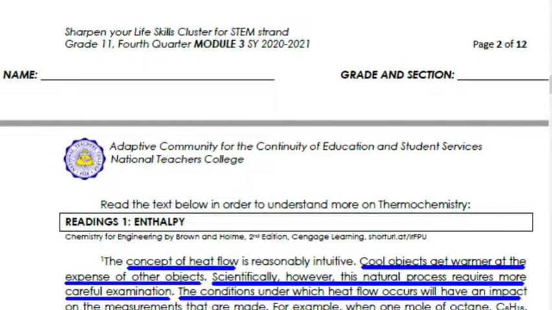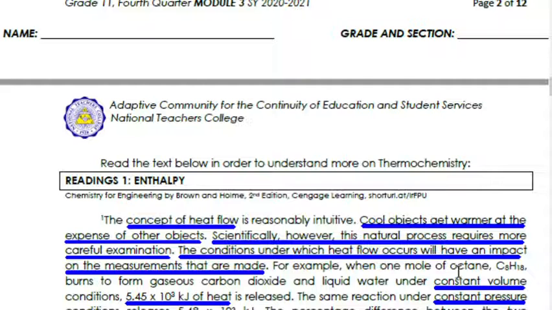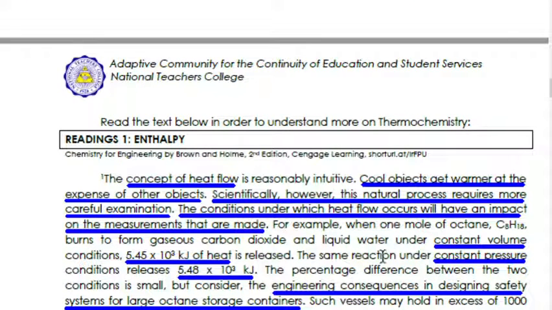We have two conditions to consider. This is the constant pressure and the constant volume. So in the given example, 1 mole of octane at constant volume can release a heat of 5.45 times 10 raised to 3 kilojoules, while at constant pressure, it is 5.48 times 10 raised to 3 kilojoules.